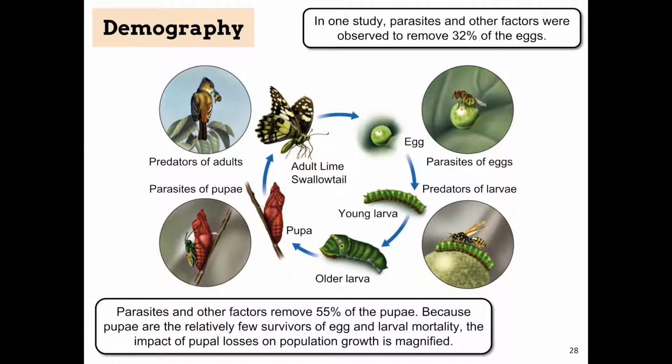So what we can see in this image that you're looking at are the effects that could potentially allow us to understand the physical and biological influences that could change population growth. So what the image is showing us are the different dangers at each stage of the lime swallowtail's life. The butterflies typically lay around 30 or more eggs, but only a fraction of those eggs survive because of parasitism or drying out, or because they fall from leaves, or predation by ants or other insects.